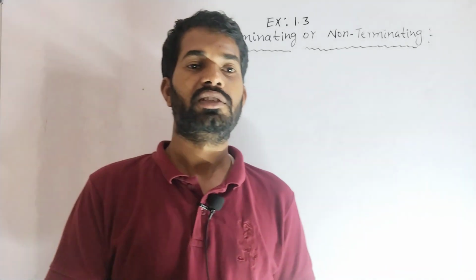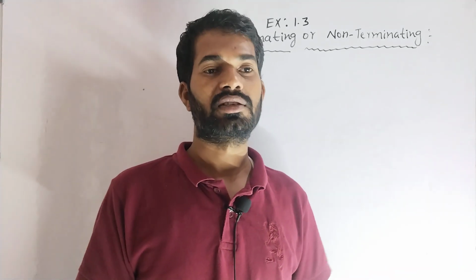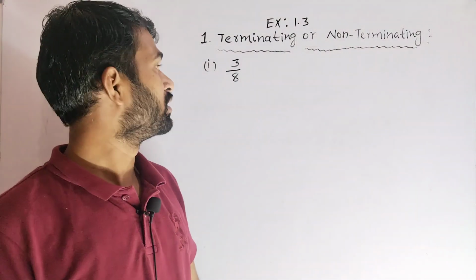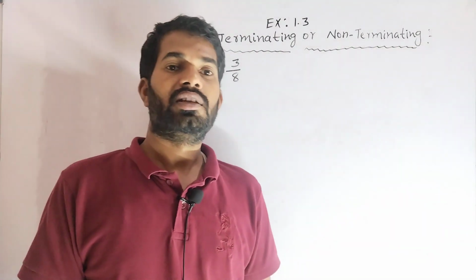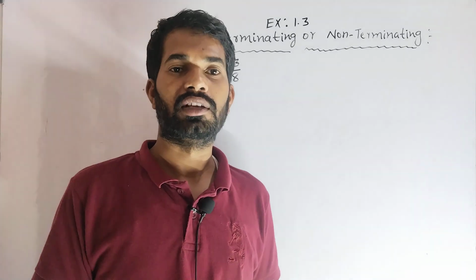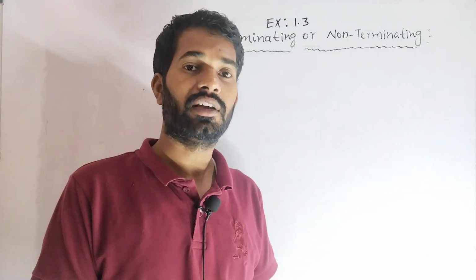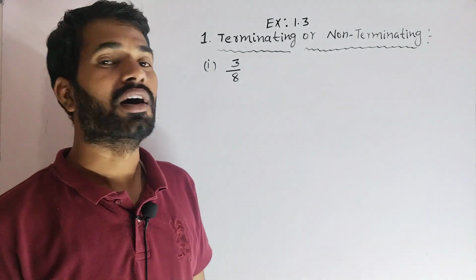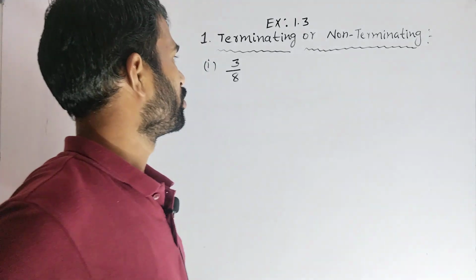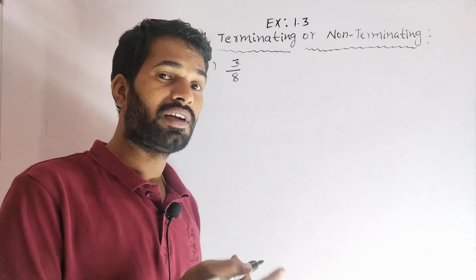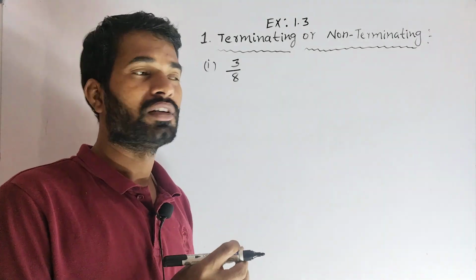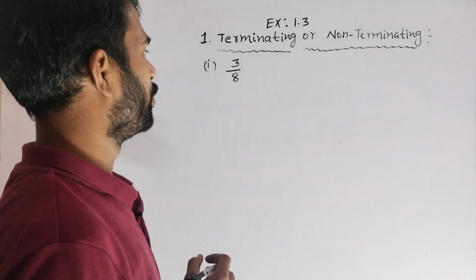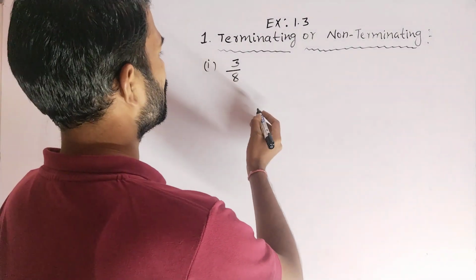Hello students, this is the question from 10th class real numbers exercise 1.3. Given the rational number 3 by 8, write 3 by 8 in the form of a decimal and state if that number is terminating or non-terminating. So we should write this number in decimal form and say whether it is a terminating or non-terminating number. So we will first do 3 by 8.